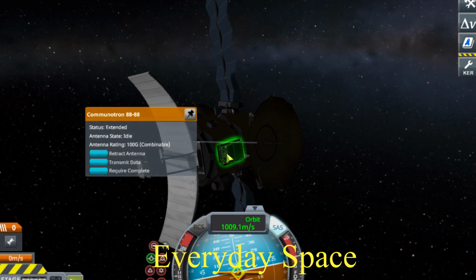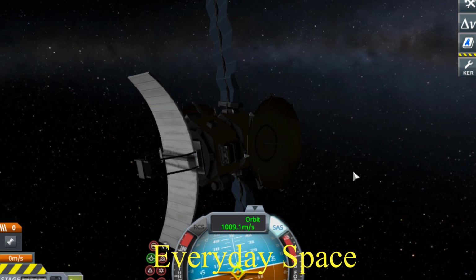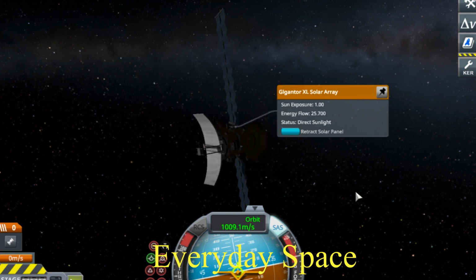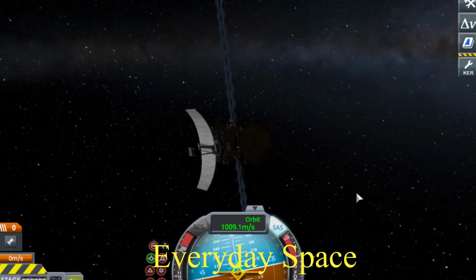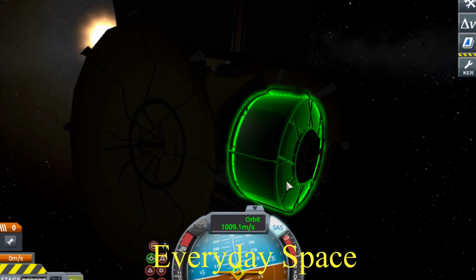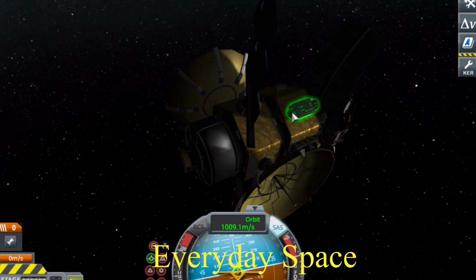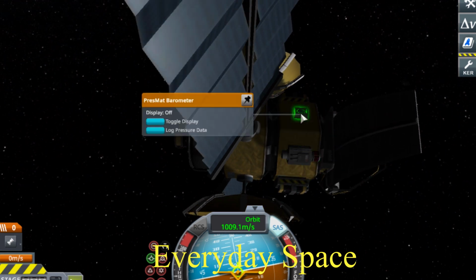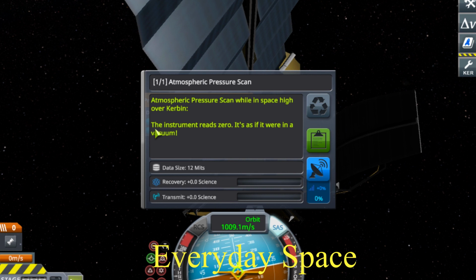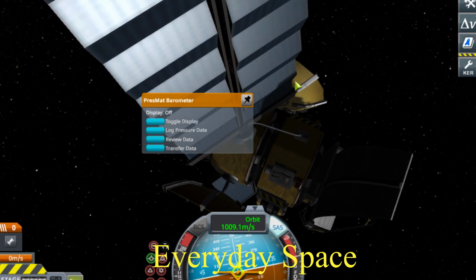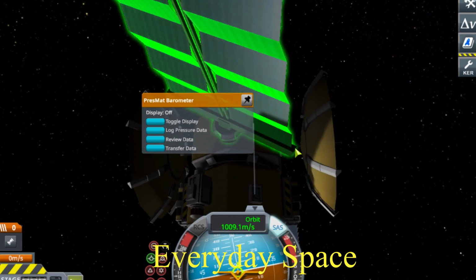Those are the rechargeable batteries that I showed you earlier that hold electric charge. And those are the gigantic solar panels that I deployed earlier to charge it. And at the bottom you can see the engine. And we have two science experiments on board. One is another surface scanner and one is a barometer. As you can read there, it says literally that we are in a vacuum.